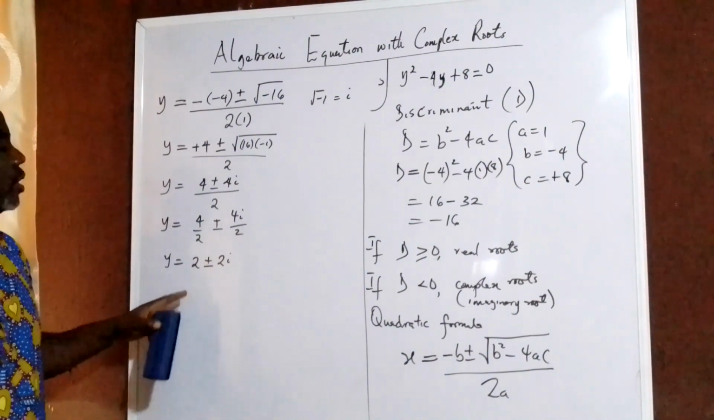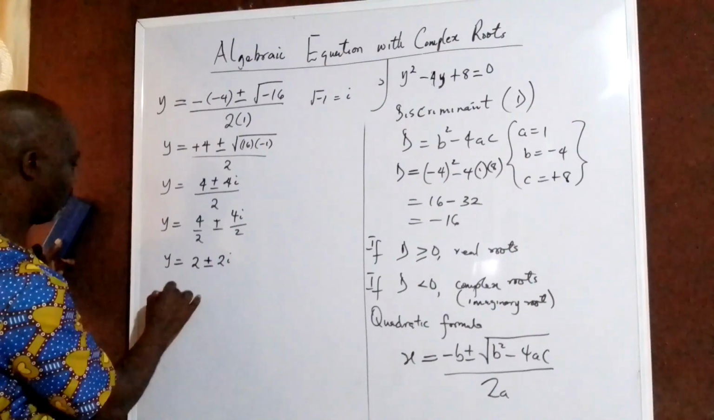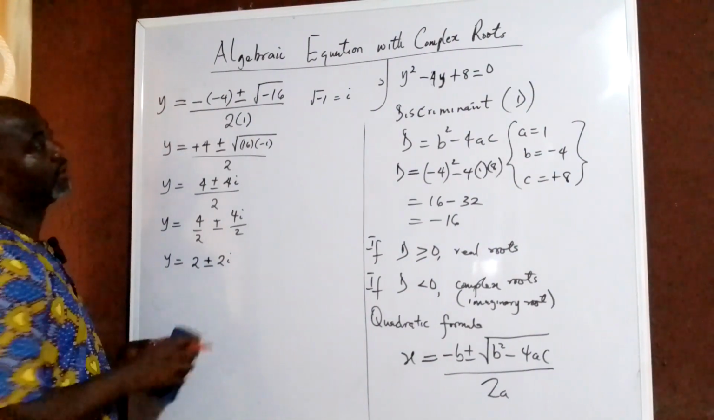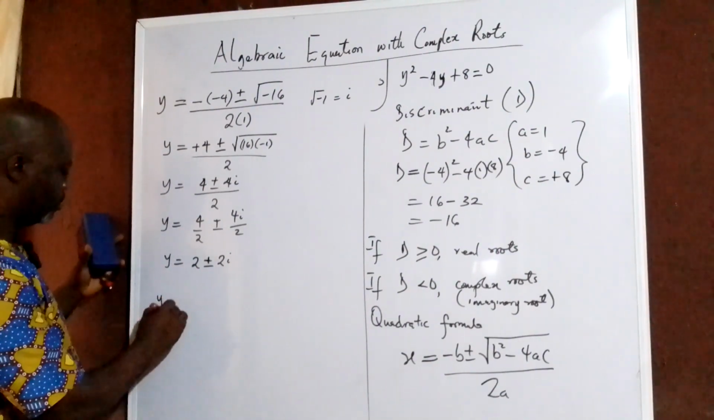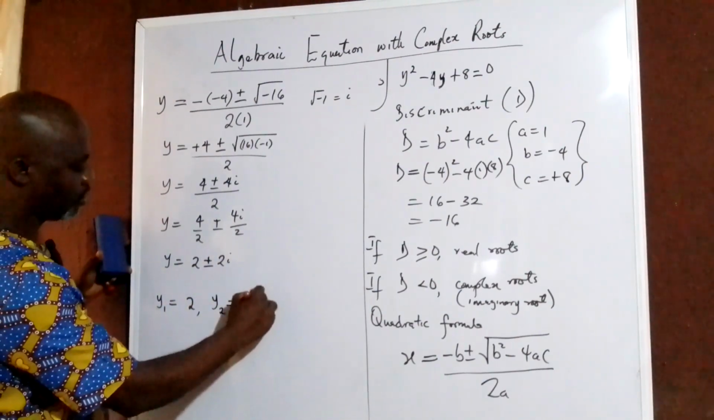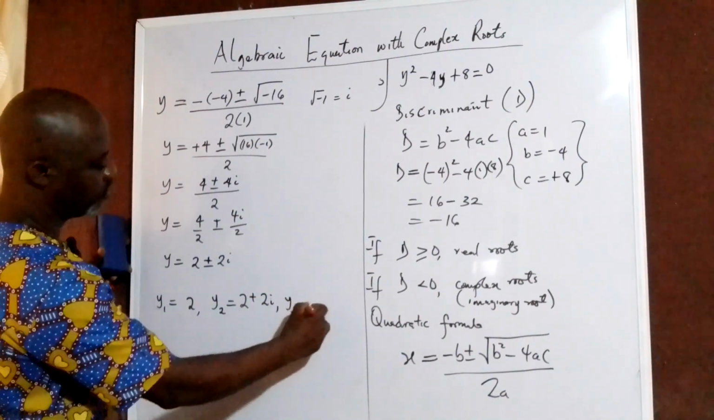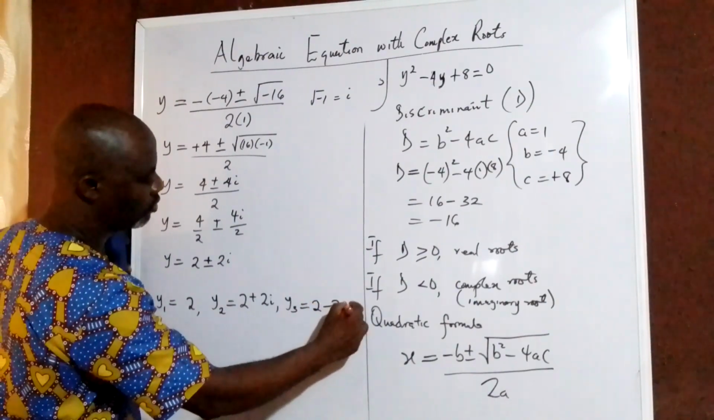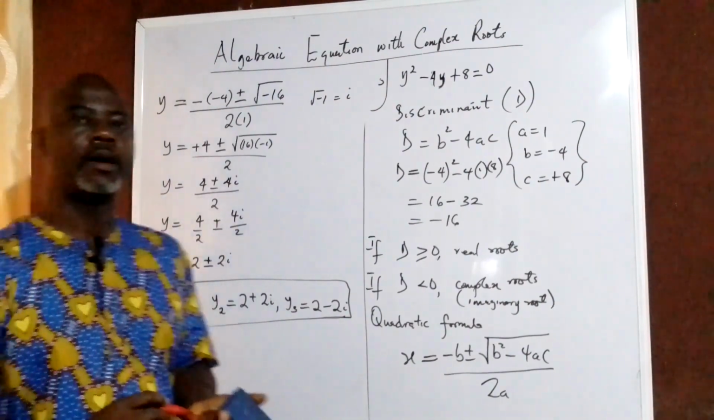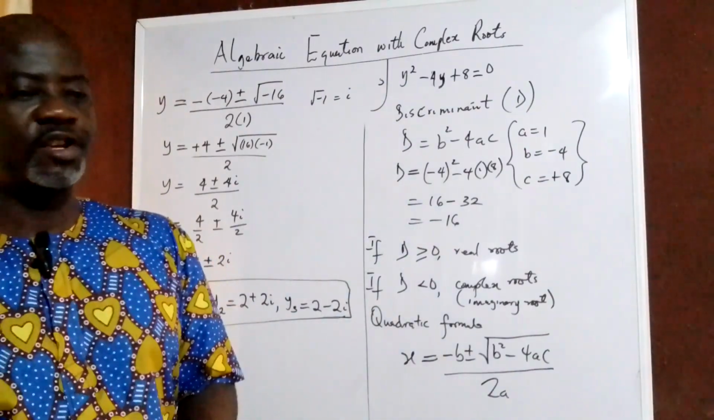So here are the two complex roots, the plus and the minus. To summarize, there are three values for y now. We have y1 equal to 2, y2 equal to 2 plus 2i, and y3 equal to 2 minus 2i. So these are the solutions of our complex algebraic equation.